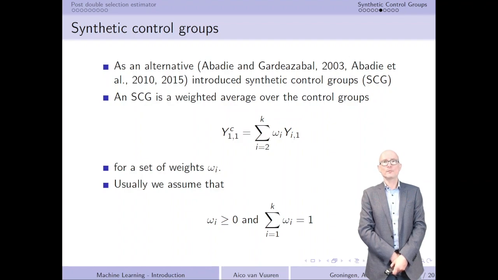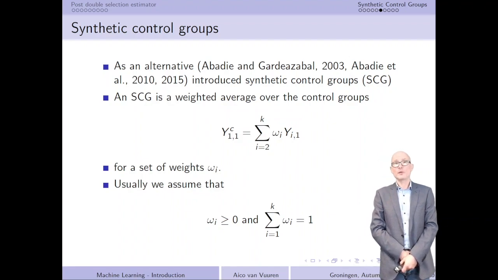A so-called synthetic control group is actually nothing else than a weighted average over the control group. So that implies that our y11c, our counterfactual observation that we would like to look at, is going to be equal to essentially nothing else than a weighted sum over the outcomes of the control units. So that is the sum that runs from 2 till k, the number of control units that we actually have, for some set of weights omega i. Usually we are going to assume that the weights should be at least as large as 0. In addition to that, we are going to assume that the sum over the weights must be equal to 1. This is one of the restrictions that we're going to have with respect to the weights.